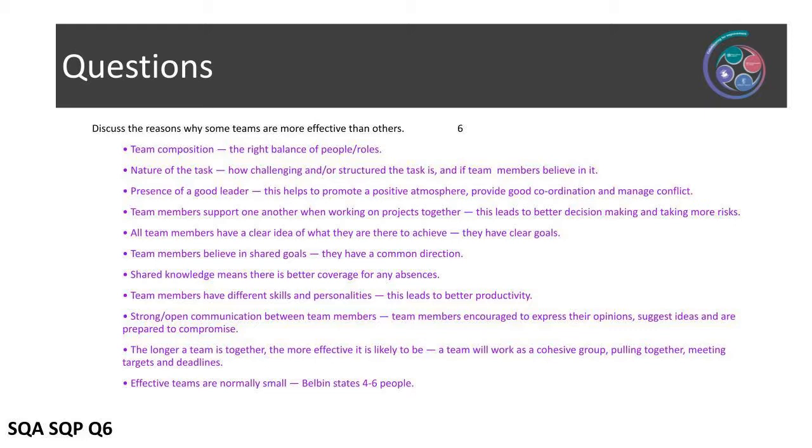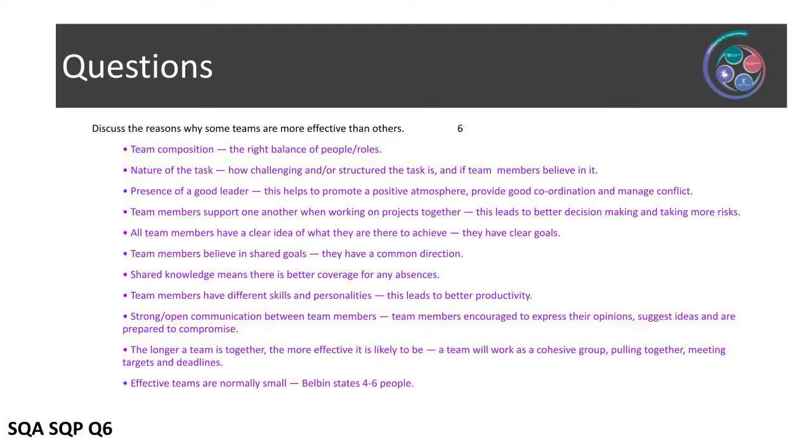We might need to think about the nature of the task, how challenging or structured the tasks are, and whether we've got team members believing in the task, the challenge that they're facing. Is everyone pulling in the same direction? A real key element is potentially the presence of a good leader, because this can help promote a positive atmosphere, provide good coordination, and manage conflict if it arises within a team. Team members support one another when working on projects together. And if they're well supported teams, then of course that's hopefully going to lead to better decision making and people feeling capable and able to take more risks.